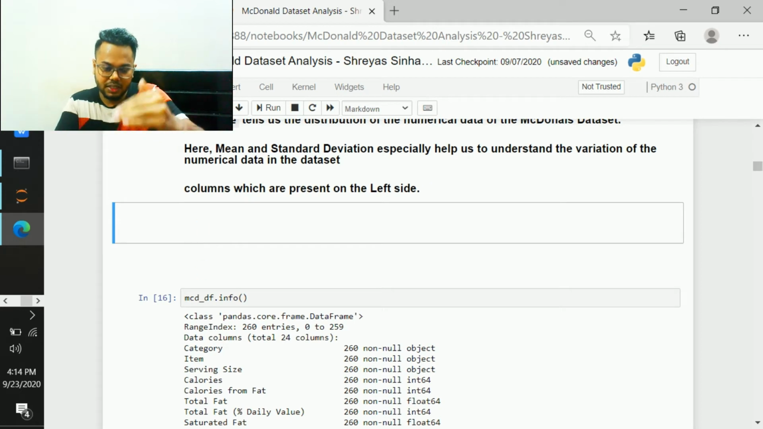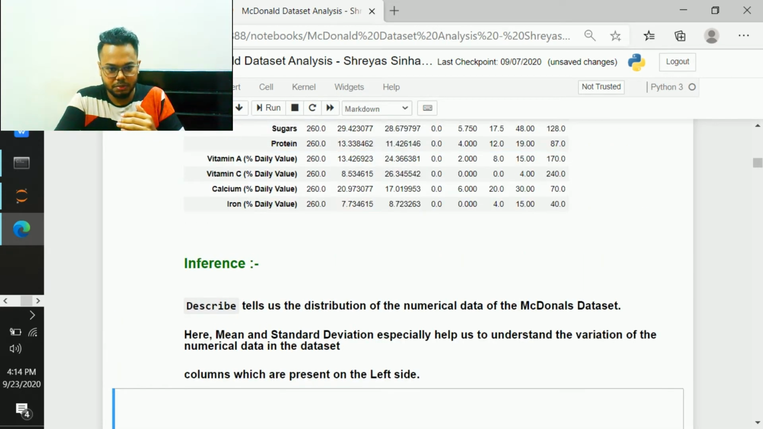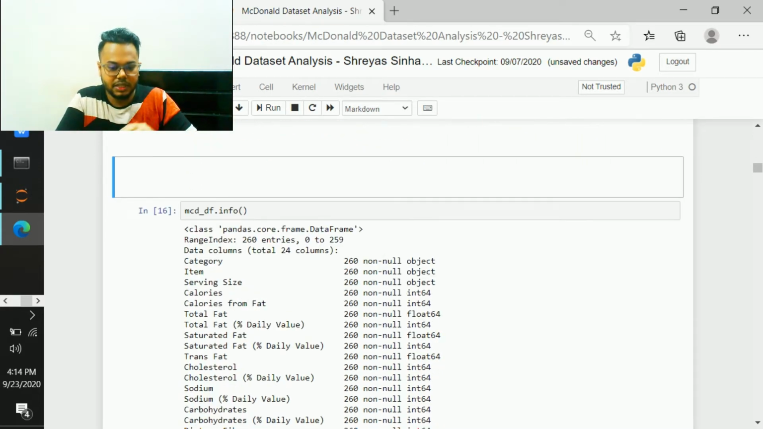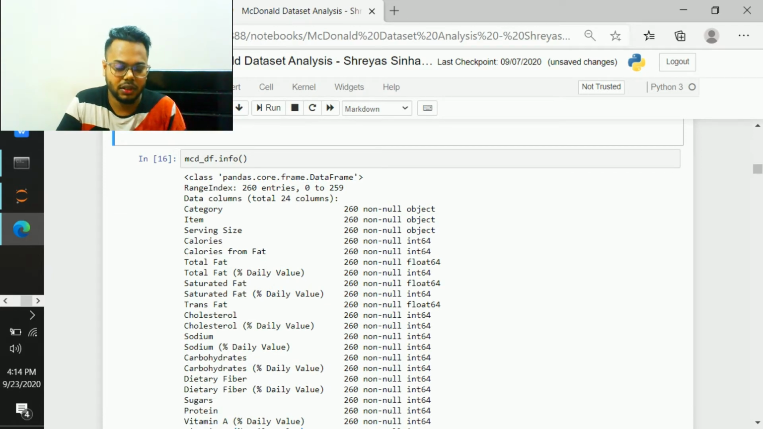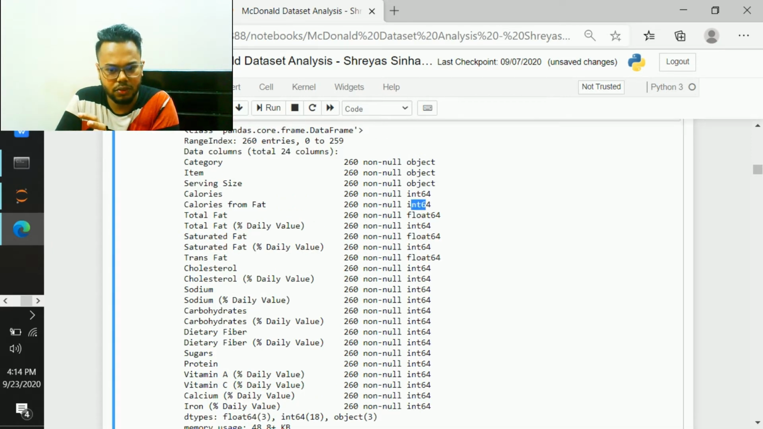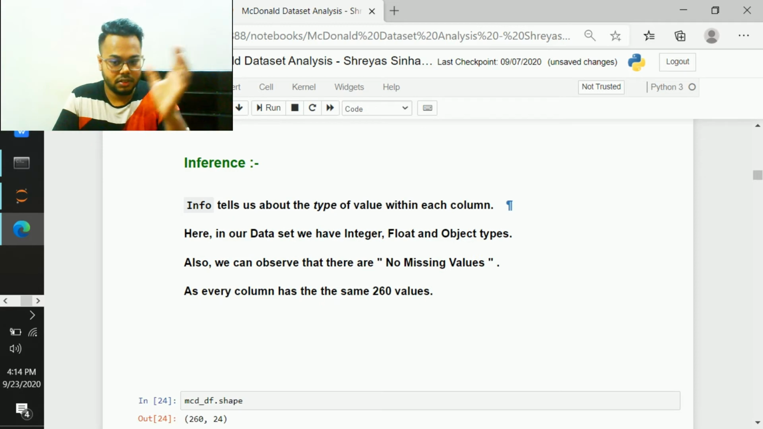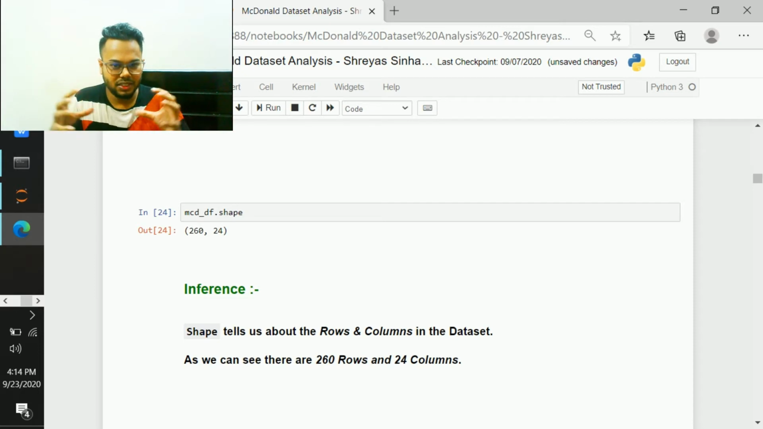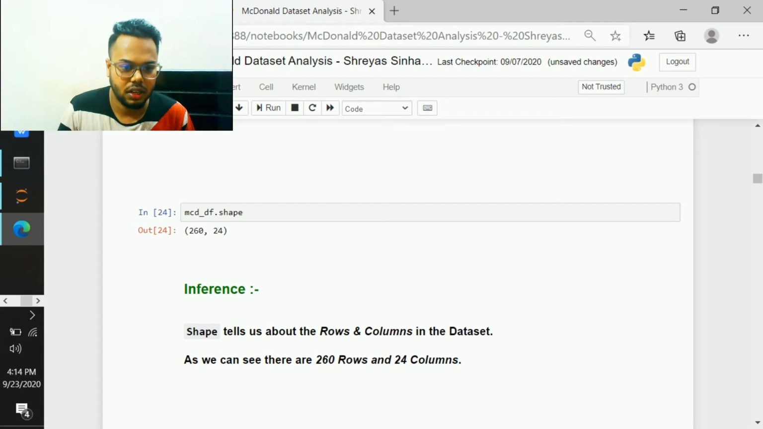Again, there is a lot of spacing between the table inference, then again there is spacing here, and then we go to info, right? Info again tells us about the data types, int, object, float, right? Then we have inference of the info function. I'm making this a short version of the McDonald's dataset analysis walkthrough. There would be a longer version. This is just a walkthrough, like a highlight, right?